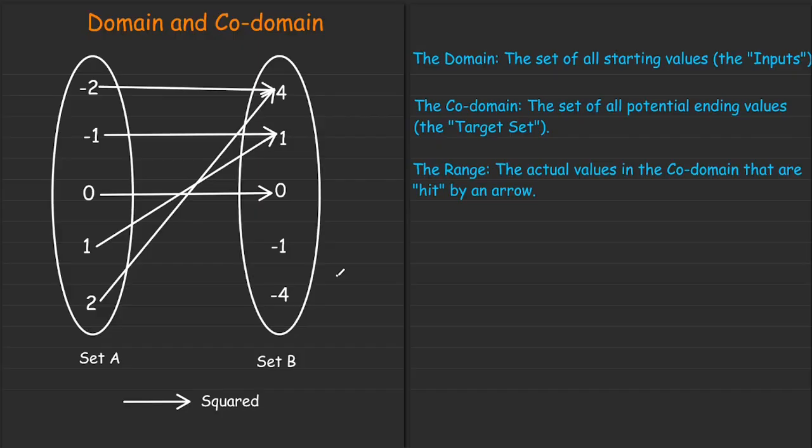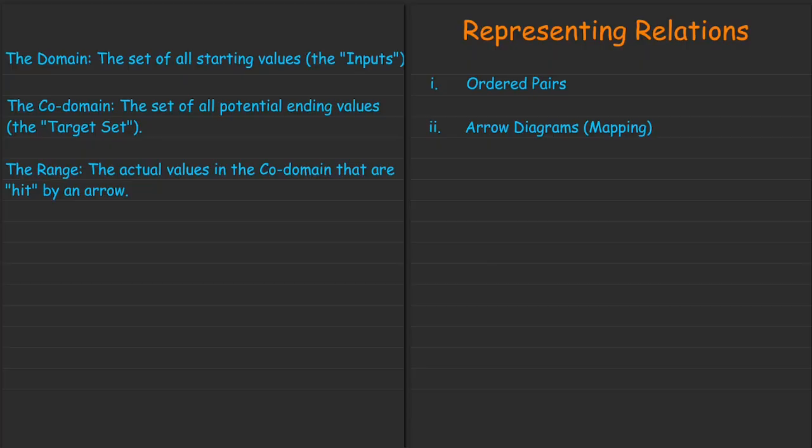These are the terms we need to understand to be able to work with relations and functions properly. With these terms understood, let's look at the methods we use to represent relations. When it comes to representing relations, there are two methods: the ordered pairs and the arrow diagrams. We've actually done both, but then you didn't know that was what was going on.